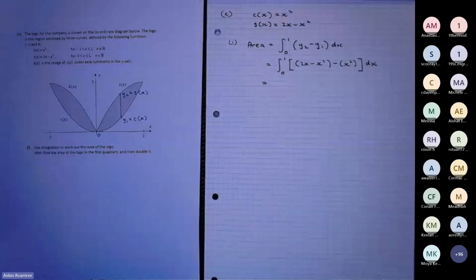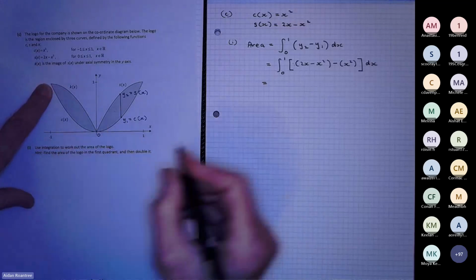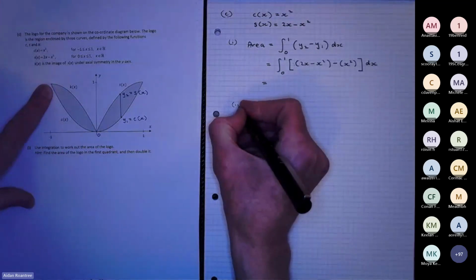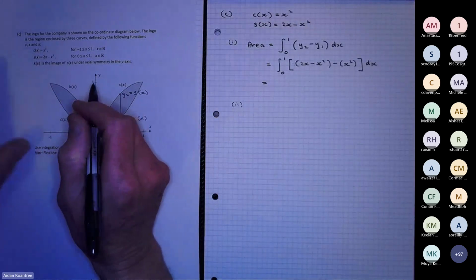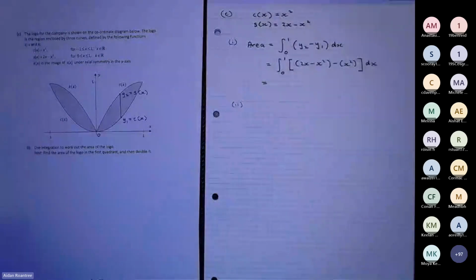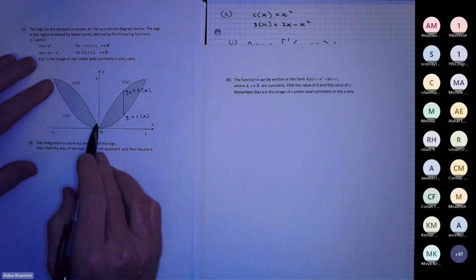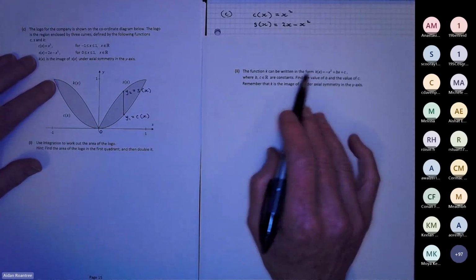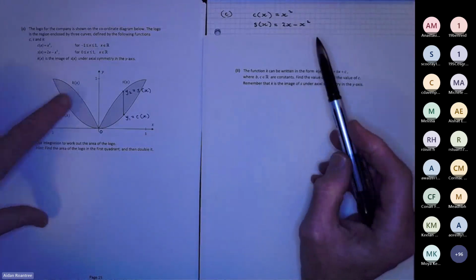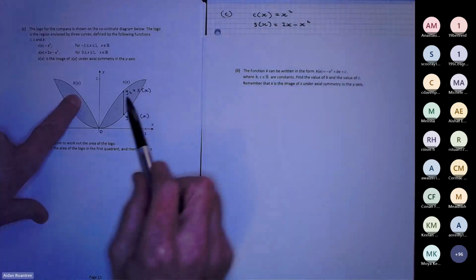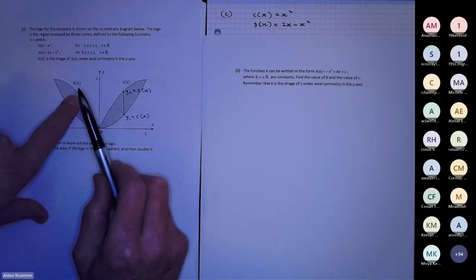But the last part of the question said to find out the equation of the curve k of x. And this is yet another change. They're talking now about transformations of curves. And the way to do that, to find the curve, and you're told here, I'll just read it for you first of all. But it says, the function k of x, which is the upper part of this one, can be written in the form of a quadratic. Okay, it says, find the value of b and c if it's in the quadratic. Remember that k is the image of s under axial symmetry in the y-axis. So this is transformations of curves.